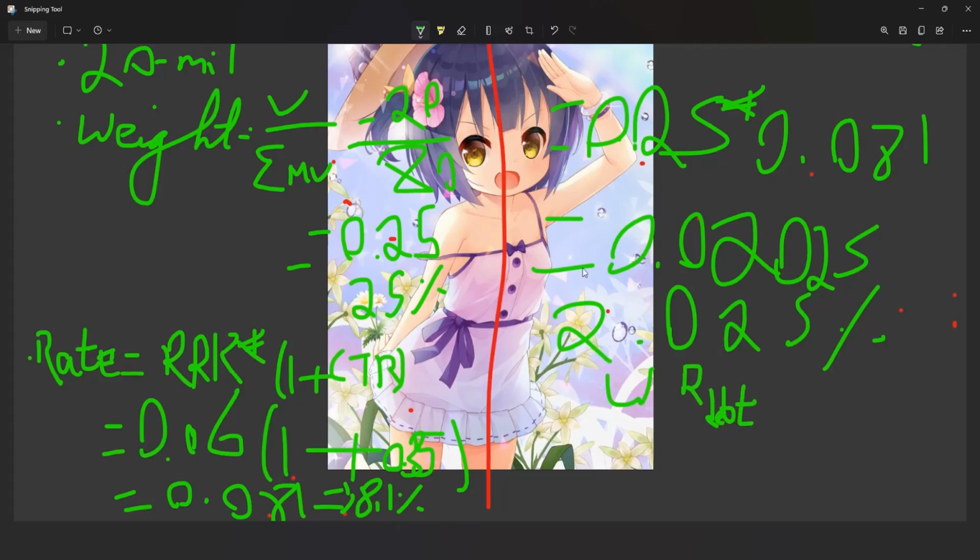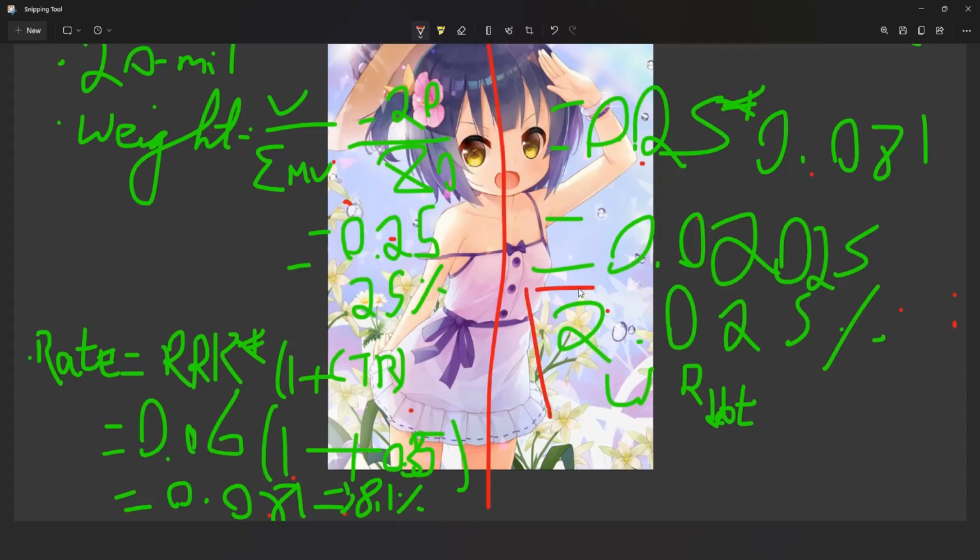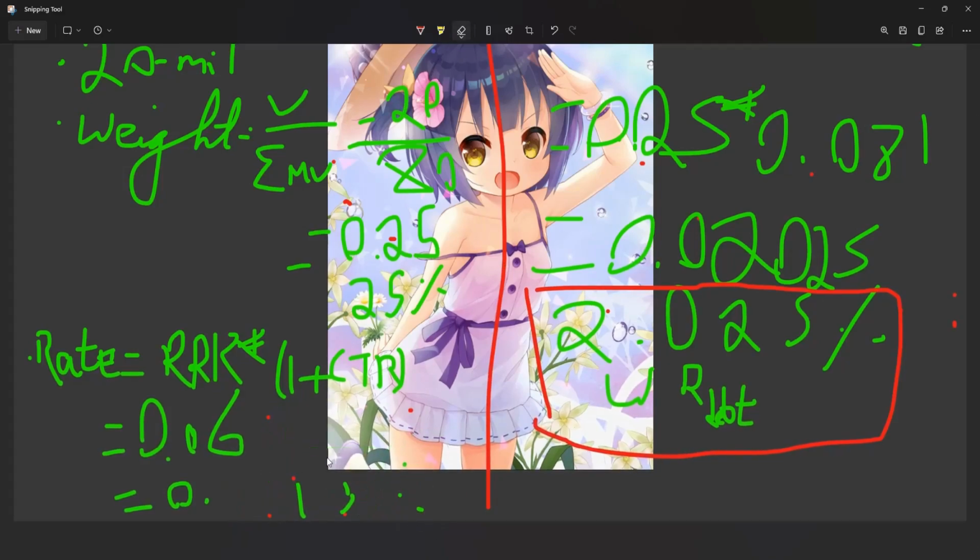Yeah, because that's how you spell debt, guys. And let's mark it in a bright red so that we don't confuse it. Okay. Now let's erase this section because we already got the numbers here.